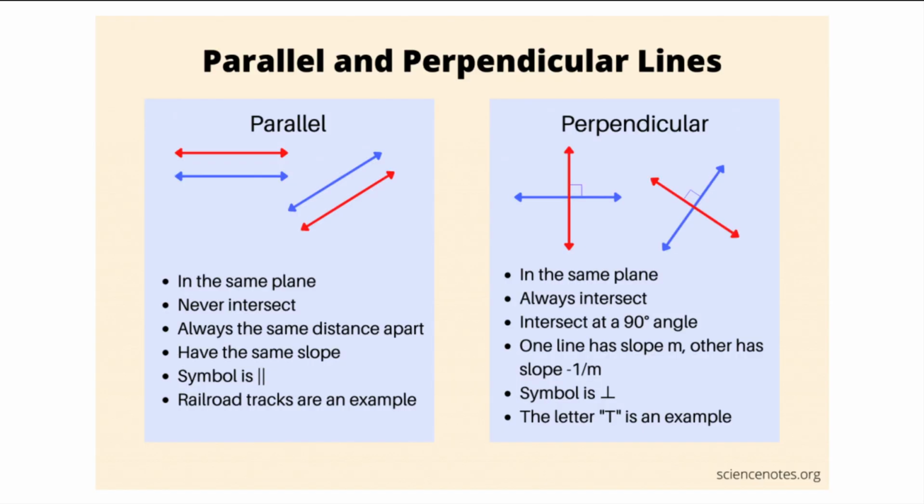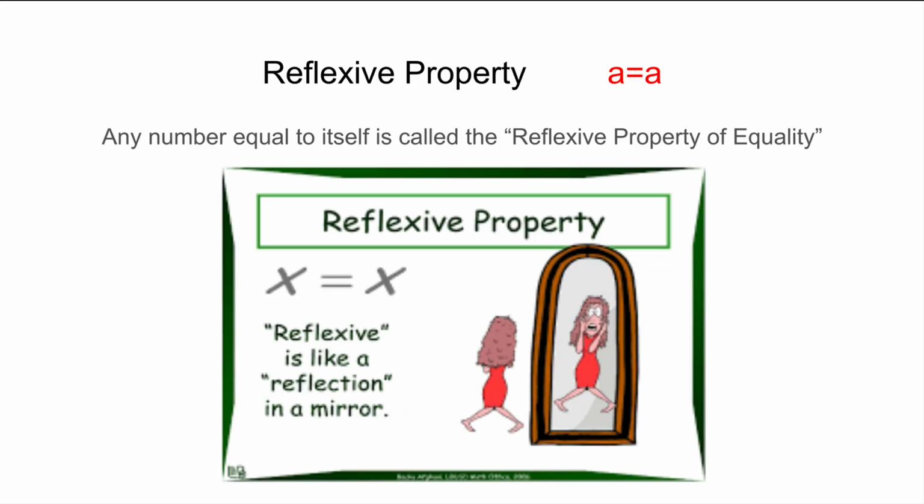Then perpendicular and parallel lines, you already know this, but just to make sure. And then we have the reflexive property. This is a really easy thing that sounds super complicated, but basically it just means it's like a reflection. A equals A, 1 equals 1, 2 equals 2. Line or angle A will equal angle A. So it's just basically saying the same thing will equal itself.